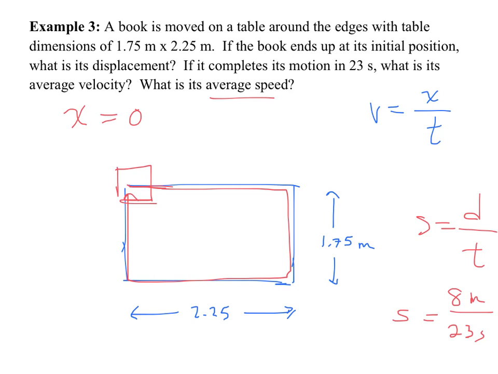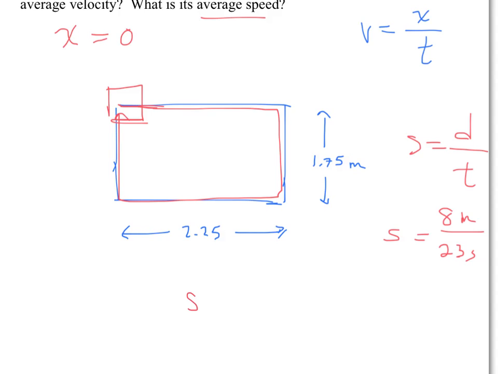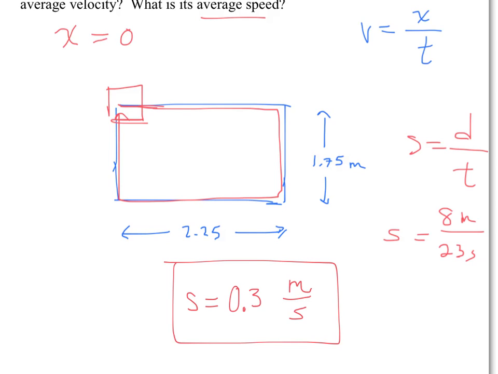So I take 8 over 23, which is approximately a third, a little bit more than a third, right? So we're going to be a decimal of like 0.3 something, with units of meters per second. What does 8 over 23 come out to be? 0.3478, 0.35 if you round to the nearest hundredth? All right. Meters per second.